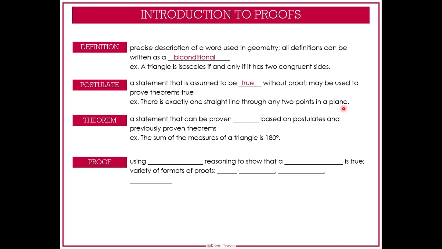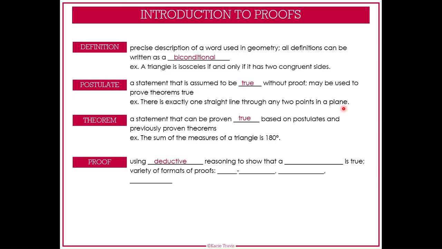Now, a theorem is different from a postulate because a theorem can be proven to be true based on postulates or previously proven theorems. So that means that this required a little bit more work for us to accept that it is true. So the sum of the measures of a triangle is 180. That is a theorem that's backed up by other bits of evidence that you can get when you measure out a triangle.